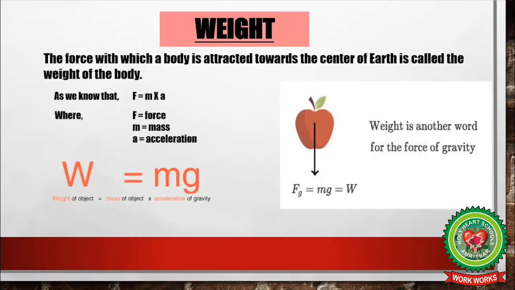So the weight of an object is equal to the mass of an object multiplied by acceleration, but in this case it is acceleration due to gravity, or you can say that weight is another word for the force of gravity. So we can write F is equal to mg in place of ma, which is weight. So we have a formula for weight: weight is equal to m into g, or mg.